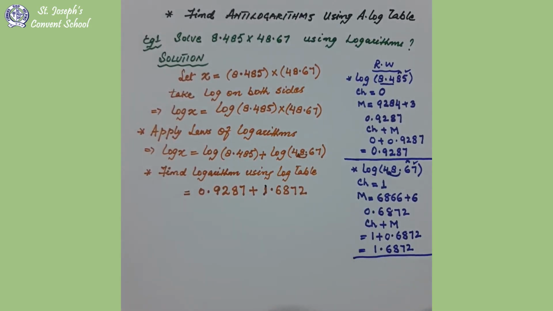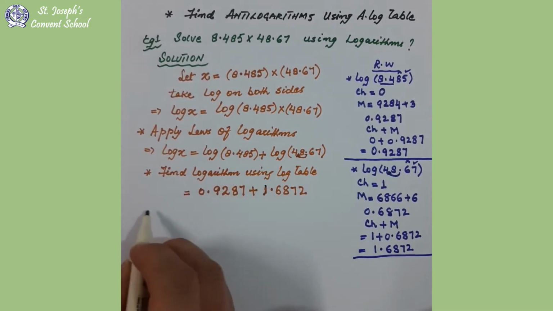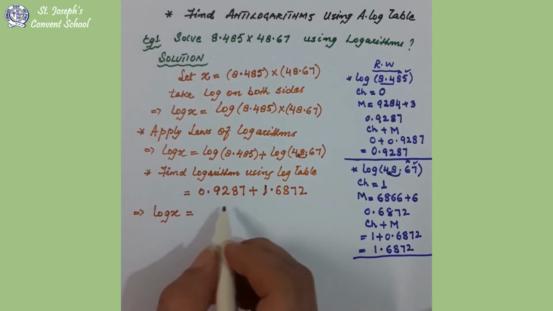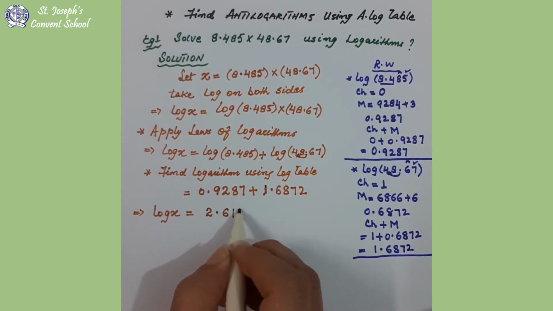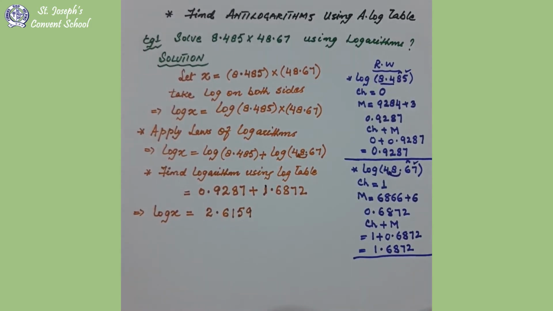Okay. Now after finding logarithm, there is a plus sign between them, so we will add them. So log of x is equals to, add these two using a calculator, you'll get the value 2.6159. Okay, so the second step is complete. Now we have solved the log part.